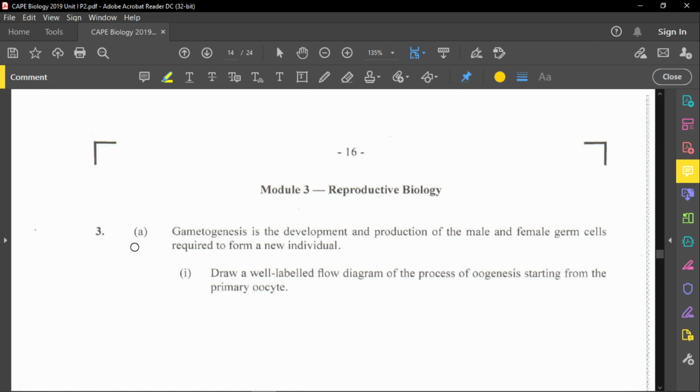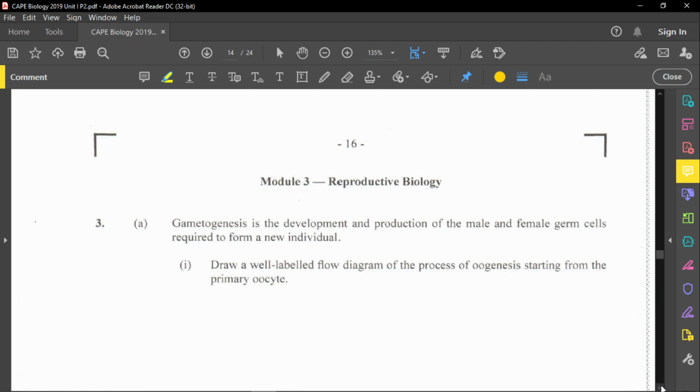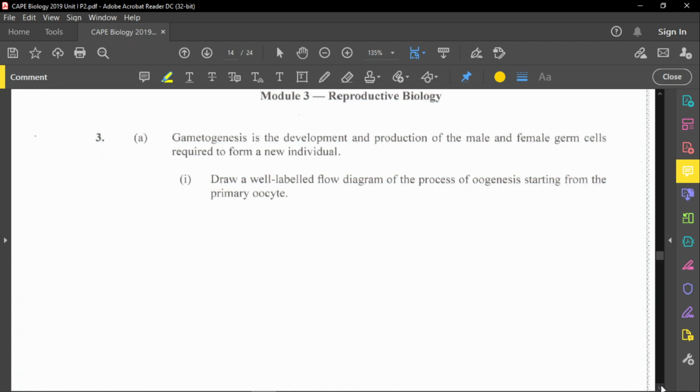The question reads that gametogenesis is the development and production of the male and female germ cells required to form a new individual. The first part of the question states: draw a well-labeled flow diagram of the process of oogenesis starting from the primary oocyte. Now, before I go into the drawing, let me quickly talk about what oogenesis is.